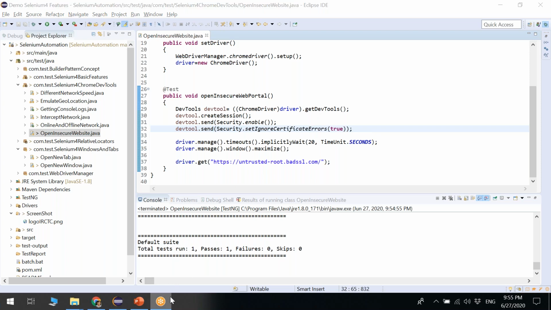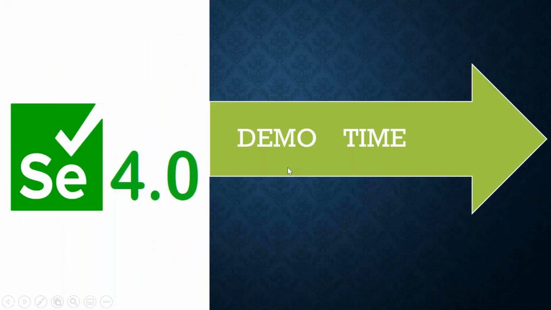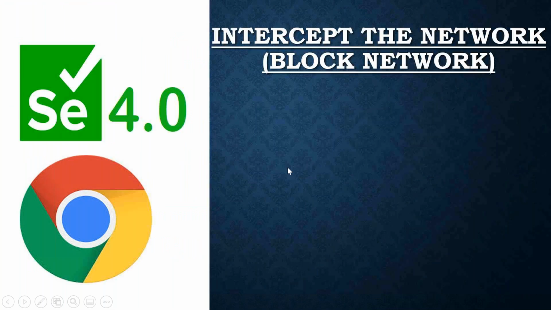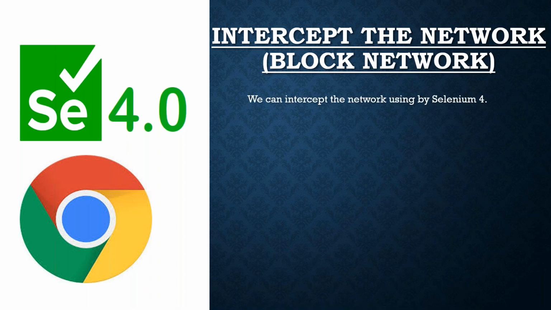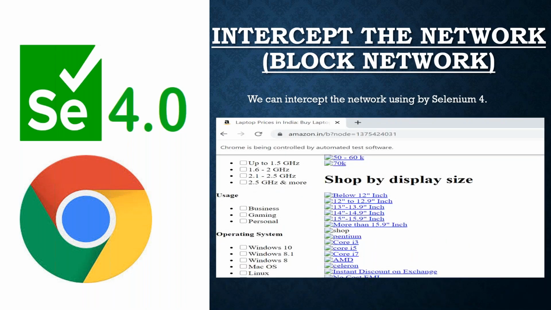So let me move on. The next topic I am going to demonstrate is intercepting the network and blocking the network. How can we block the network? We can block the network using a Selenium 4 feature. This is a web portal, Amazon.in, the Amazon website. Here you can see I have blocked CSS along with the images. The page loaded, but the page is completely scrambled.